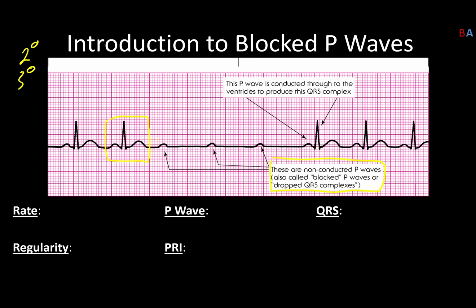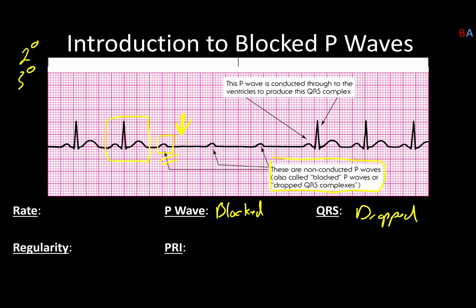But then you see all of a sudden you have a P wave and then you're missing your QRS right here. And that's what we're talking about, is that this P wave was blocked from conducting, and so you wind up dropping a QRS. And that's just the overall concept.